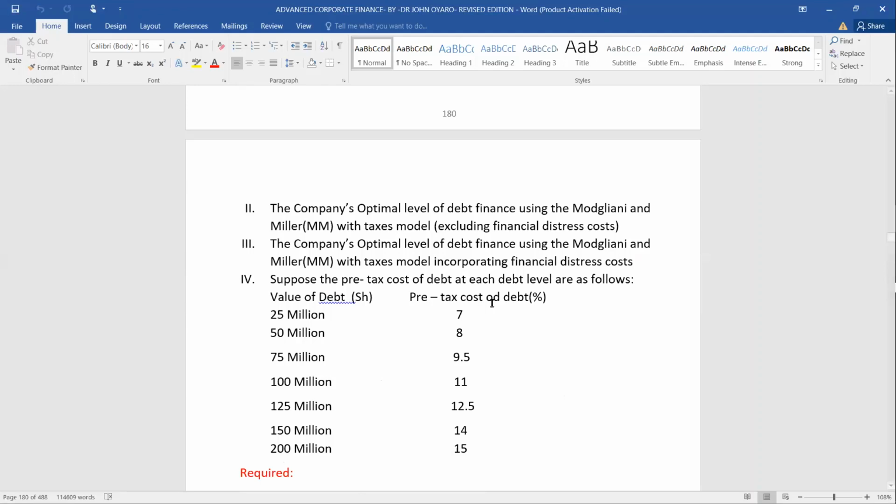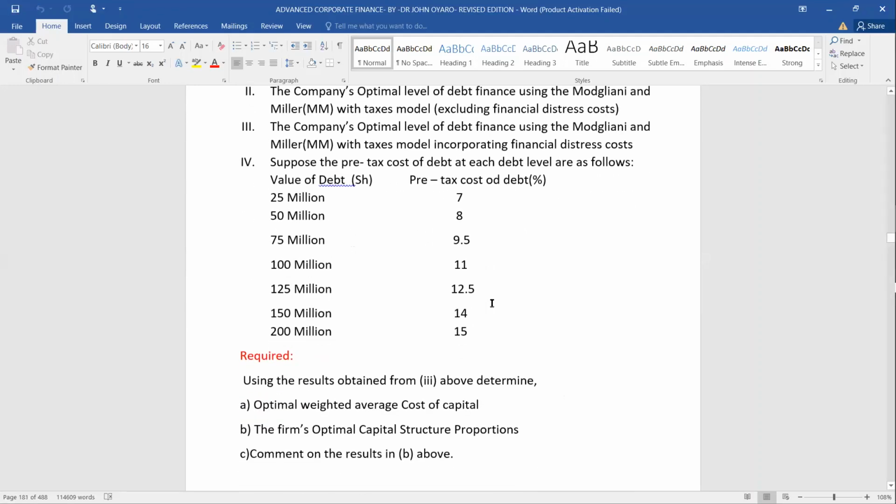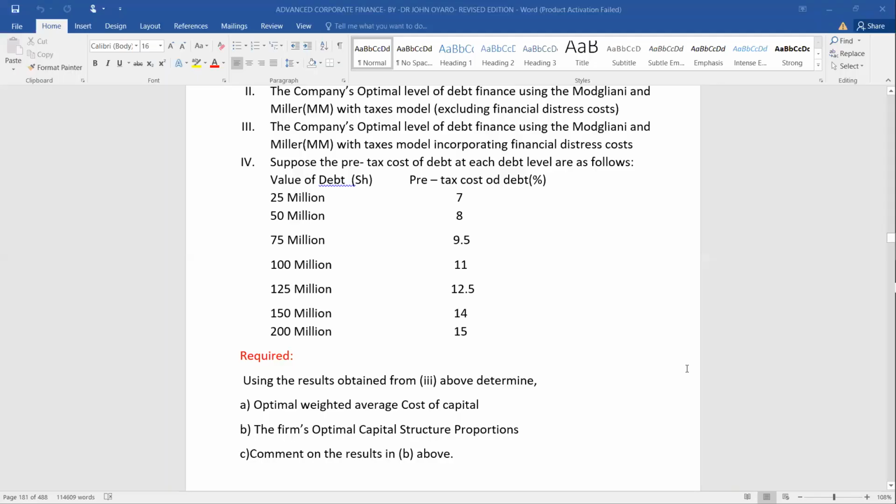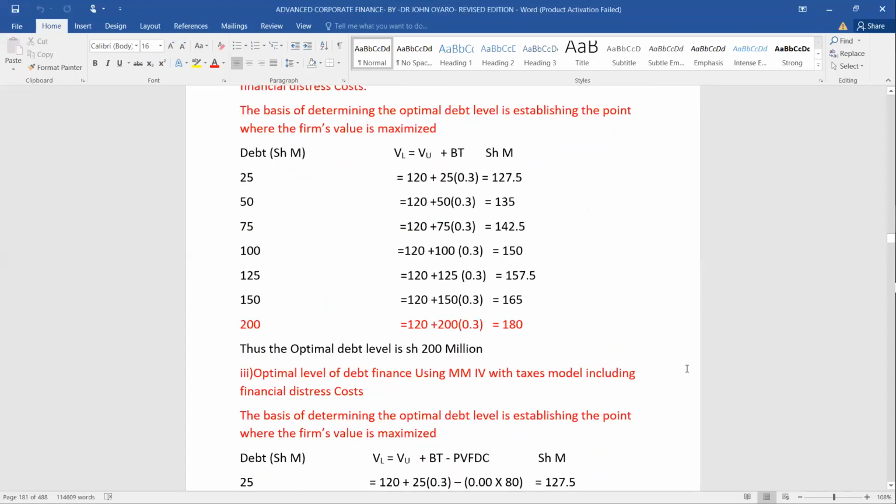I added a question 4. This is the question I added. Using results obtained above, determine the firm's optimal capital structure proportions. I felt that if I had discussed this question last time, it could not have made much sense before addressing the question of the optimal capital structure.